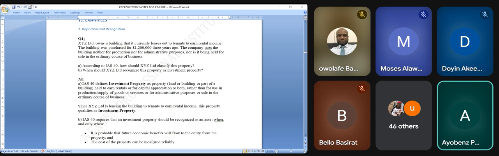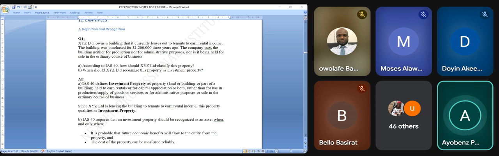A. IAS 40 defines investment property as property, land or building, held rather than for use in production of goods and services or administrative purposes. Since XYZ is leasing the building to tenants to earn rental income, this property qualifies as an investment property. That is well explained. I'm sure you understand it. Let's just go ahead. B part.